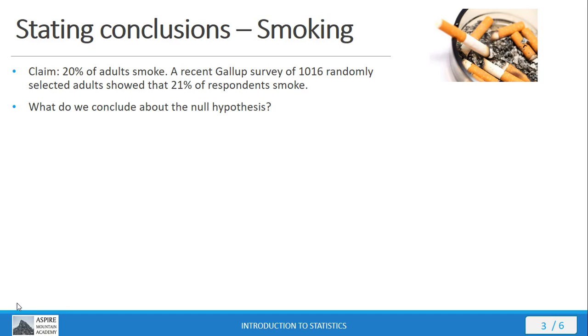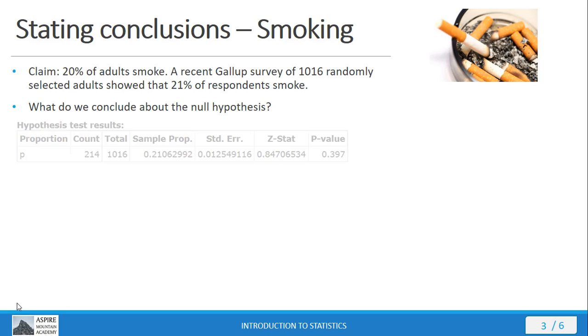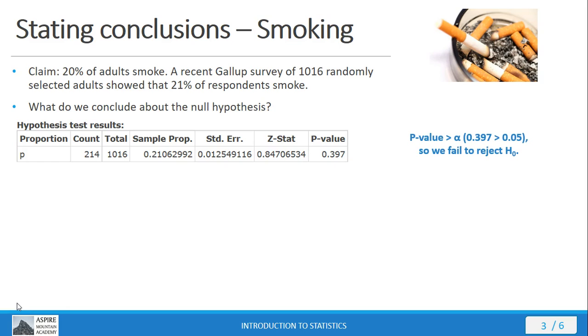So then we're ready to make our conclusion about the null hypothesis. So here again is that results table. And if we use the p-value, then the p-value of 0.397 is going to be greater than our significance level, which we'd say is 5%. We're well outside the region of rejection. Therefore, we're going to fail to reject H0.